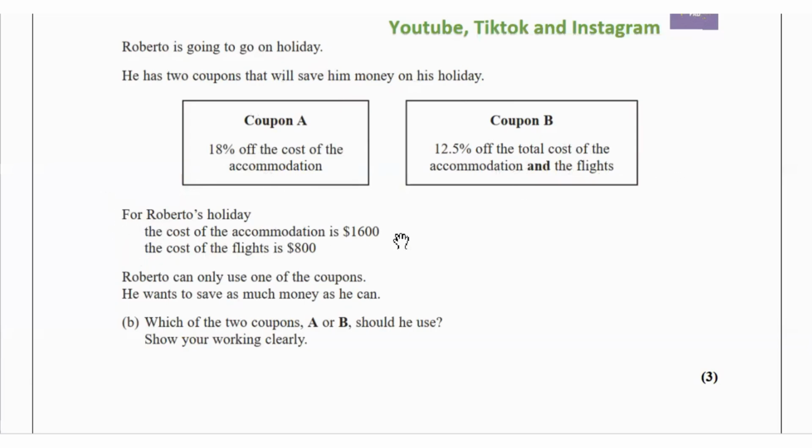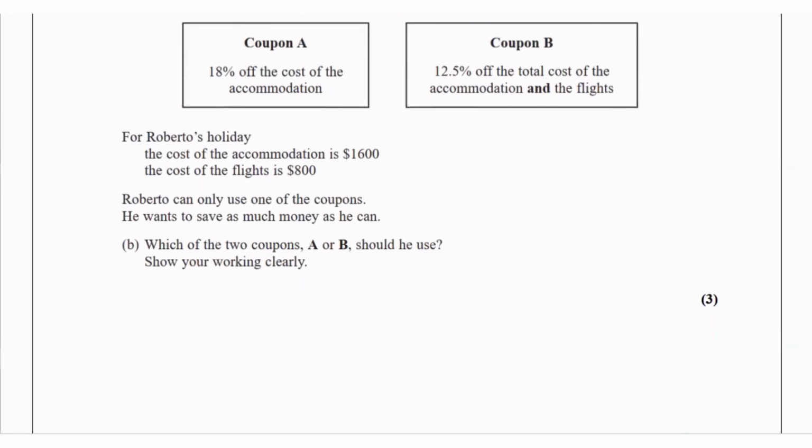For Roberto's holiday, the cost of the accommodation is $1,600 and the cost of the flight is $800. Roberto can only use one of the coupons. He wants to save as much money as he can. Which of the 2 coupons, A or B, should he use? Show your working clearly.